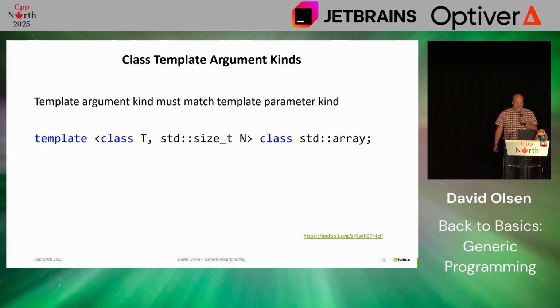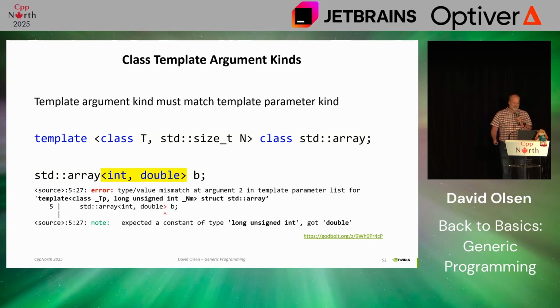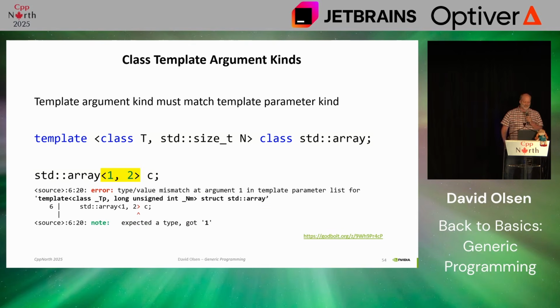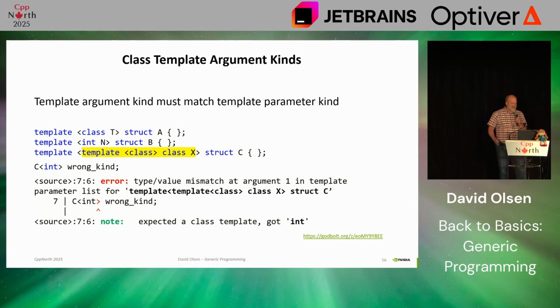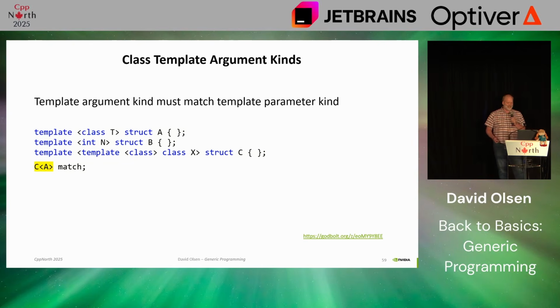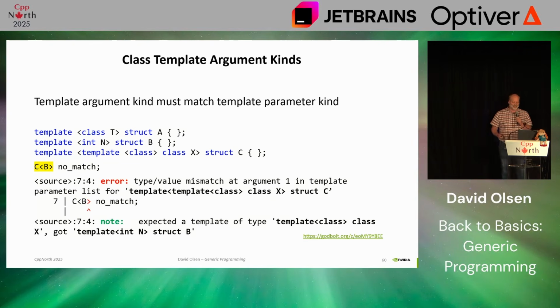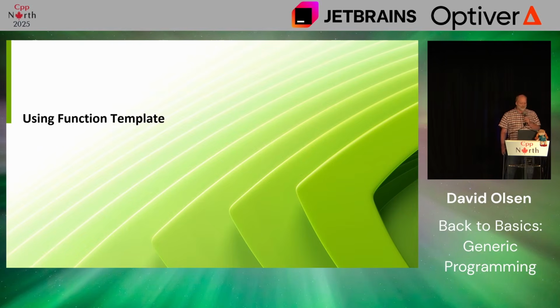std::array, again, is an example of a non-type template parameter. It can be instantiated with a type and a compile time value. Instantiating with 2 types is an error. Instantiating with 2 constants is an error. Class template C has a template template parameter. If we instantiate C with a type, the compiler complains. Instantiating C with template A is fine. Instantiating C with B won't work. B is the wrong kind of template parameter. The compiler complains.